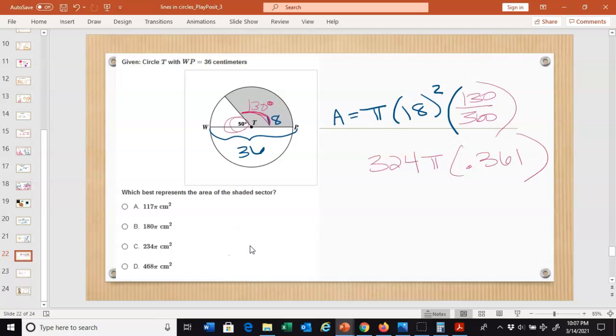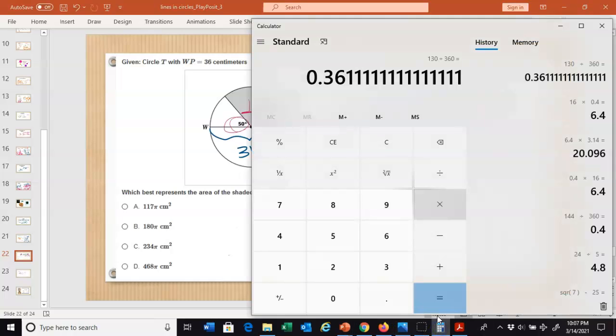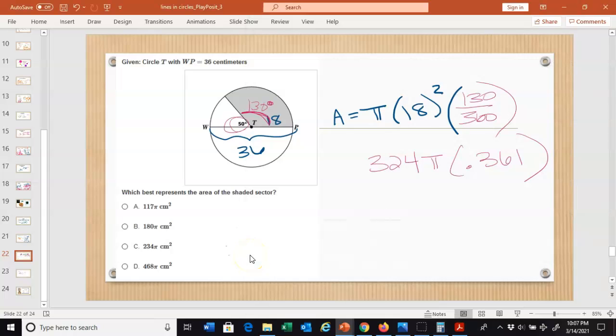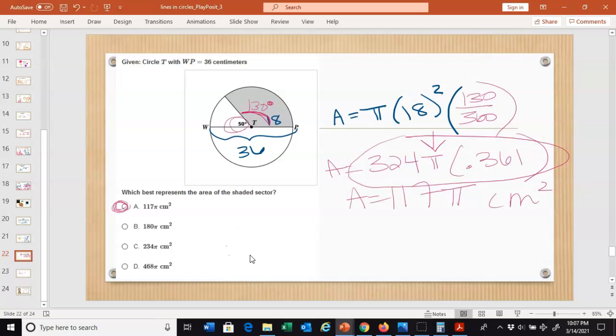Then multiply that by 324, because we want to leave pi alone. 117 pi, because the answers, again, were left in pi. So don't make the mistake of multiplying all of this by pi and then being like, oh, my answer is not there. They just want you to leave it with pi in the answer. There it is.